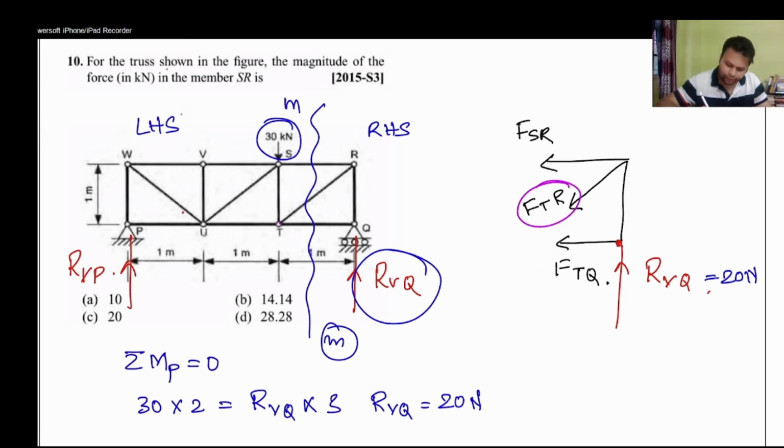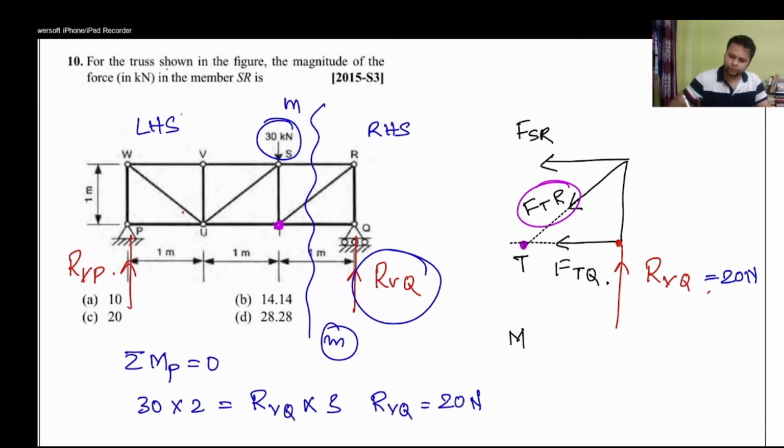So if I take moment about point T, the moment should be 0 about any point. I'm taking point T because first of all, I know the distance from the forces, and secondly, which is even more important, you can clearly see that the two forces will actually pass through point T, and that is why those two forces will cancel out and my equation will be very easy.